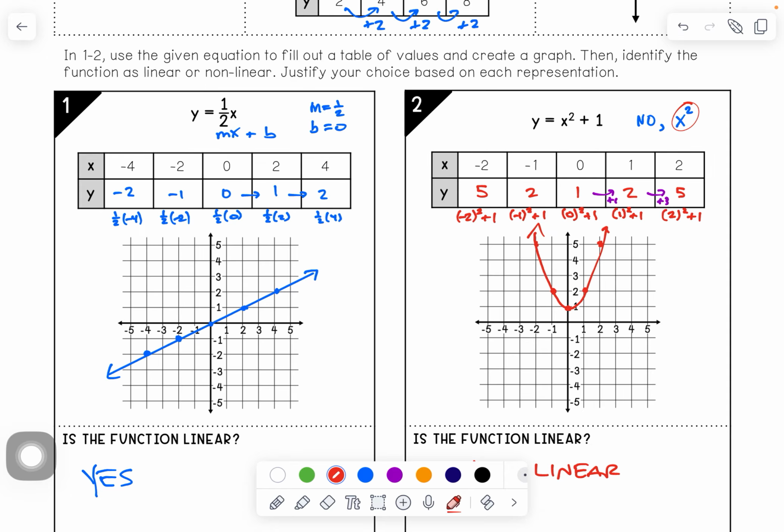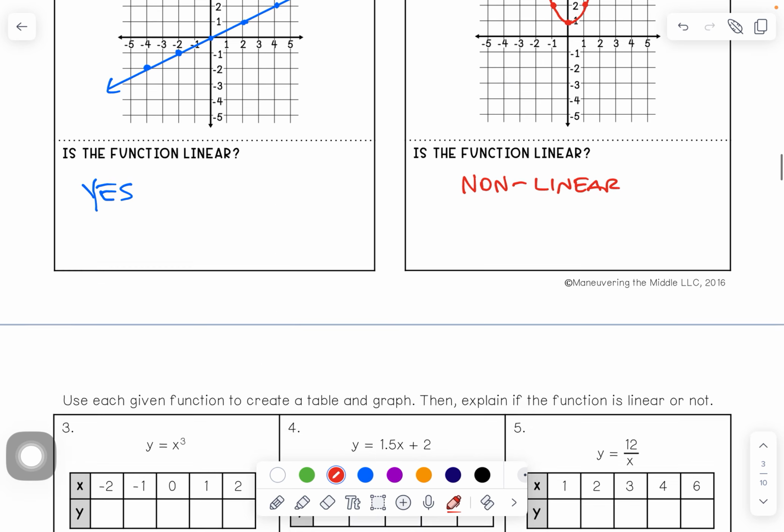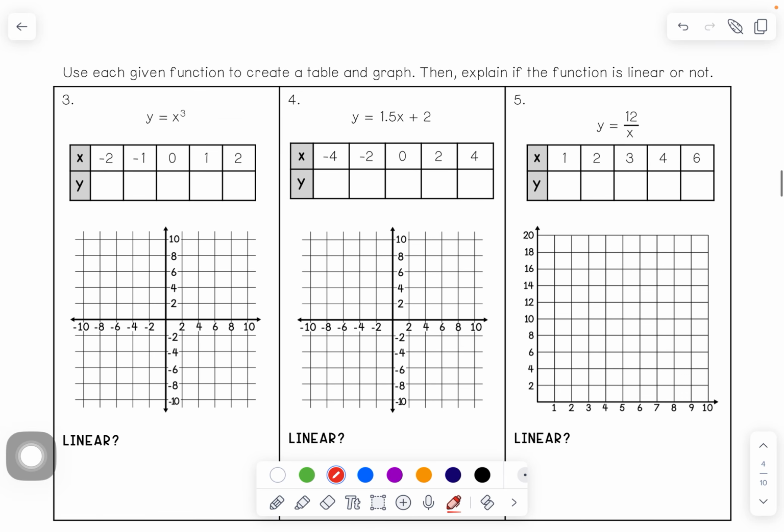If you want to pause and try the ones on the next page on your own, you certainly may, or you can just keep following along. We're going to take a look at a couple others.